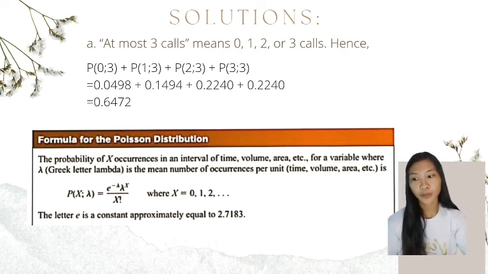So, probability of 0 such 3 is equal to 0.0498 plus probability of 1 such 3 is equal to 0.1494 plus probability of 2 such 3 is equal to 0.2240 plus probability of 3 such 3 is equal to 0.2240, which is equal to 0.6472.